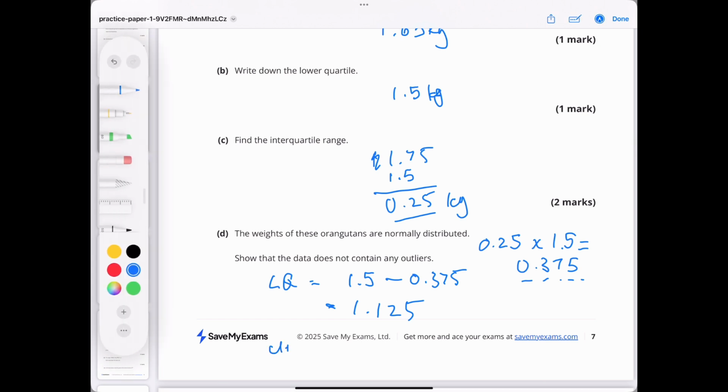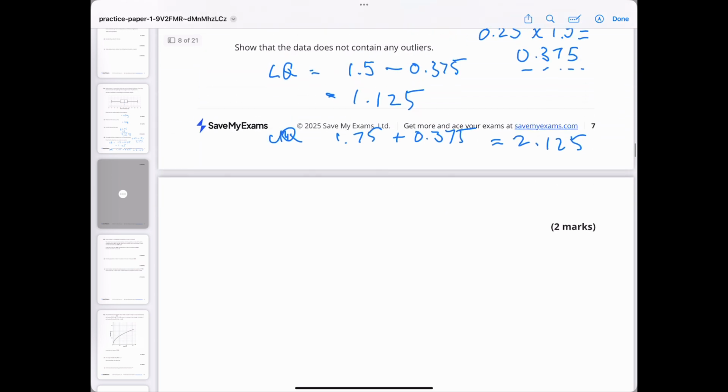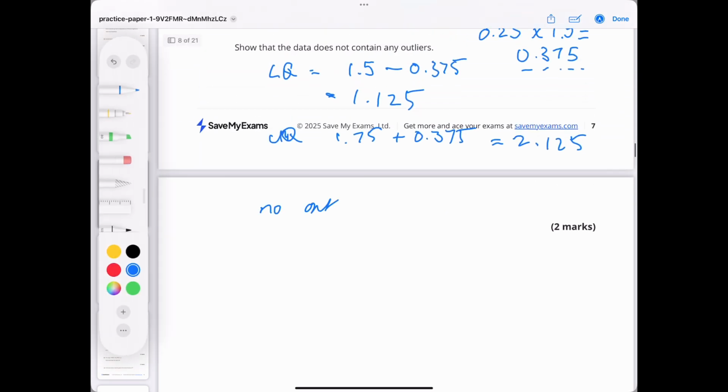Now let's look at the upper quartile. The upper quartile is 1.75, and we'll add on 0.375 to that. So 1.75 plus 0.375 equals 2.125. So actually there are no outliers whatsoever, because they all fit within 1.5 times the interquartile range.